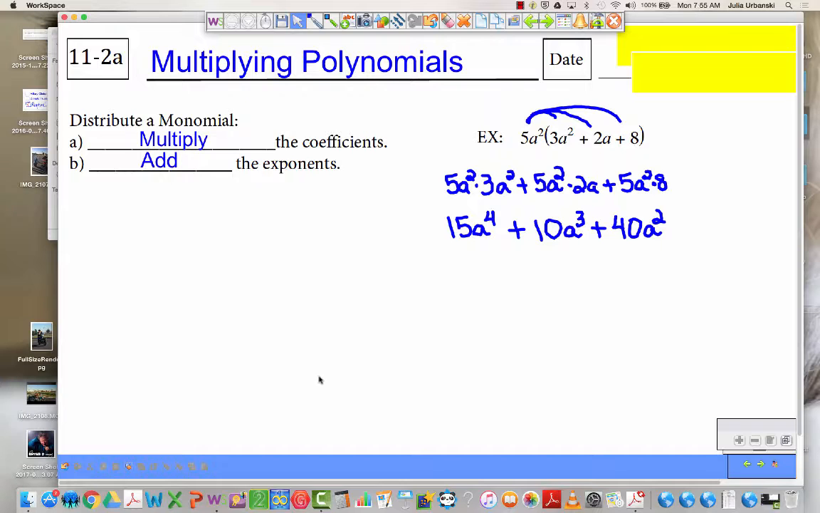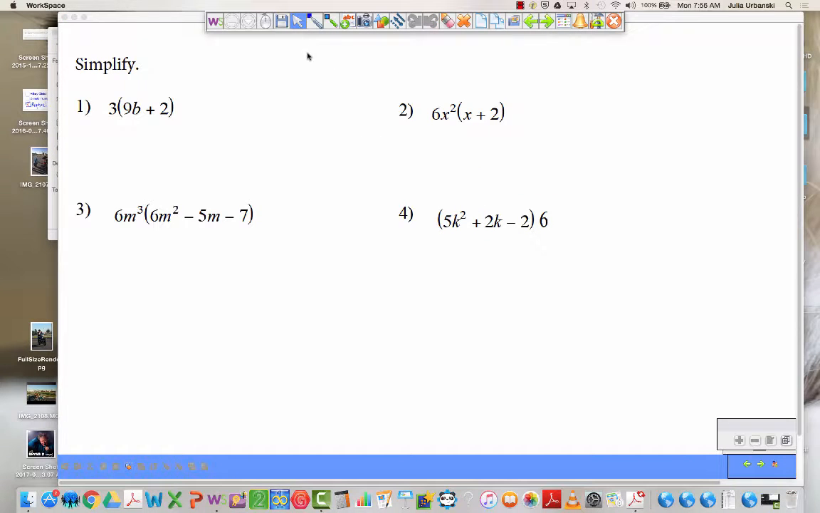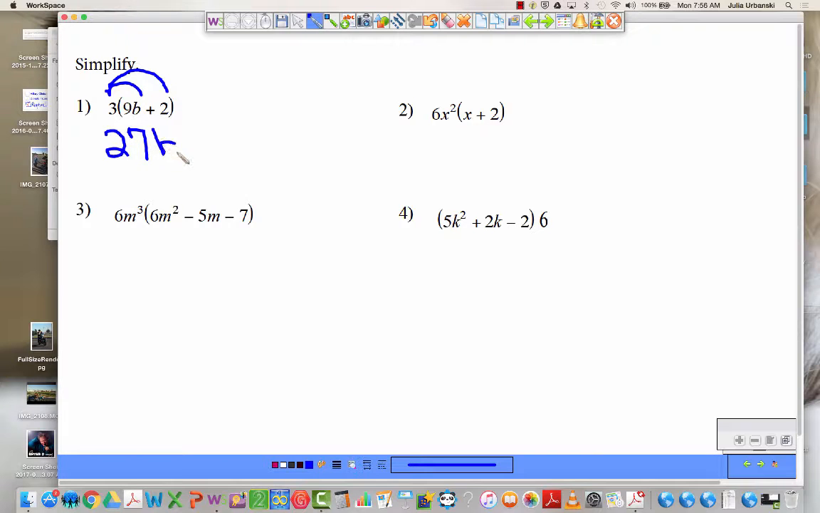Okay, any questions on that? Let's do these simple ones. We'll go down the left-hand side, and then you're going to do the right-hand side. So number 1. Okay, so you take the 3 outside and you distribute it to everything that's inside. So what you're really doing is 3 times 9b, 3 times 9 is 27, and then the b doesn't have anything, no exponents to add with it. And then plus 3 times 2 is 6.